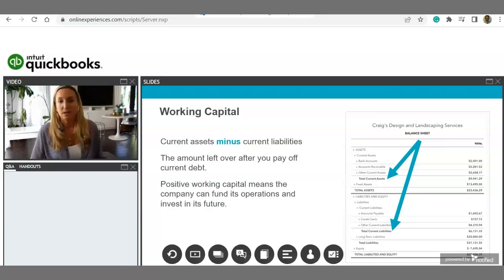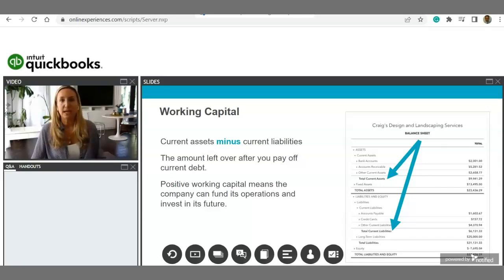So now let's jump to the balance sheet and talk about it for a little bit. Right here on the balance sheet, we see we've got our assets and then our liabilities and equity. And one quick and important metric that we can calculate on the balance sheet is the working capital of the business. And so to do that, you take the current assets and subtract the current liabilities. And the working capital is the amount left over after the company pays off its current debt. That's how you think about it.